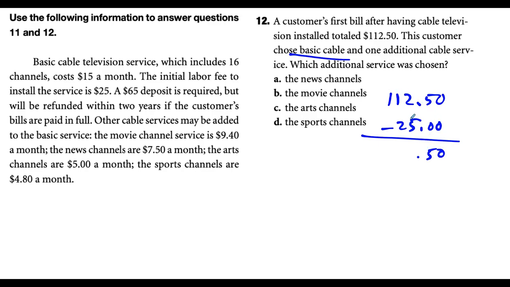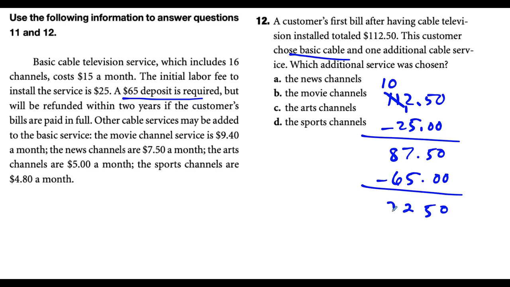So now I have 2 minus 5, which I can't do. I could do 1 minus, I can't do 1 minus 2 either. So what I like to do for questions like this is I borrow from that entire thing and make it a 10, and I put the 1 here. Now 12 minus 5 is 7, and then 10 minus 2 is 8. So that means there's $87.50 left. But a few other things that we have to consider. The customer chose basic cable and one additional service. We also have to take into account the $65 deposit is required because it's the customer's first bill. So we have to account for the fact that they put a deposit down. So we subtract $65. So that's going to give us a leftover of $22.50.